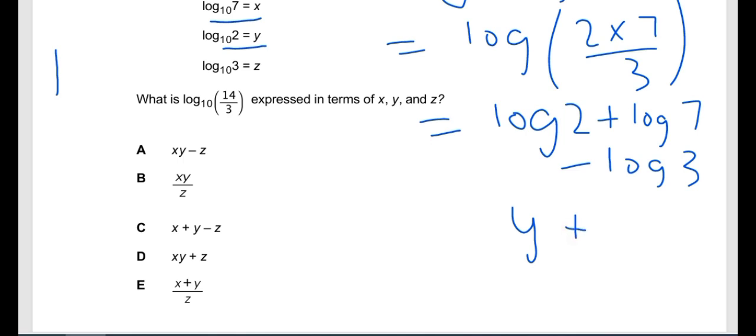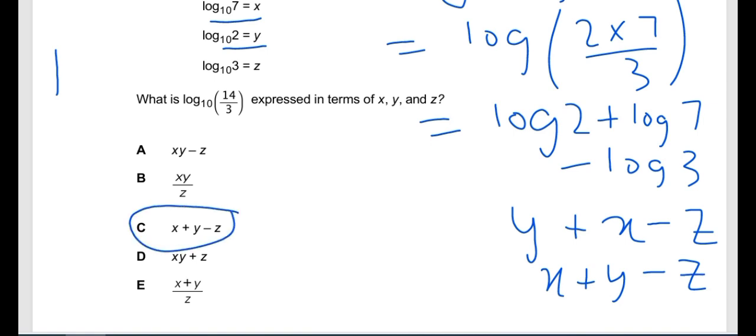Instead of writing log 7, we write x, and instead of writing log 10 and log 3, we write minus z. Yeah, x plus y minus z. So our right option is Charlie.